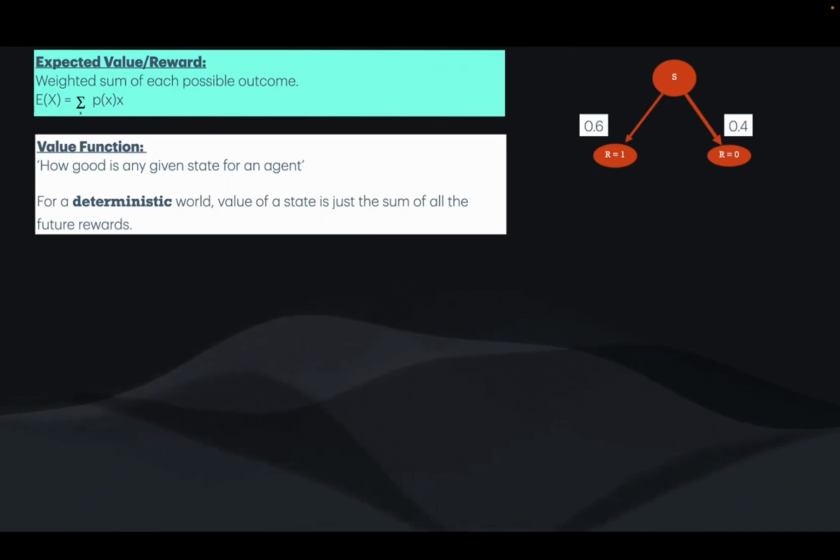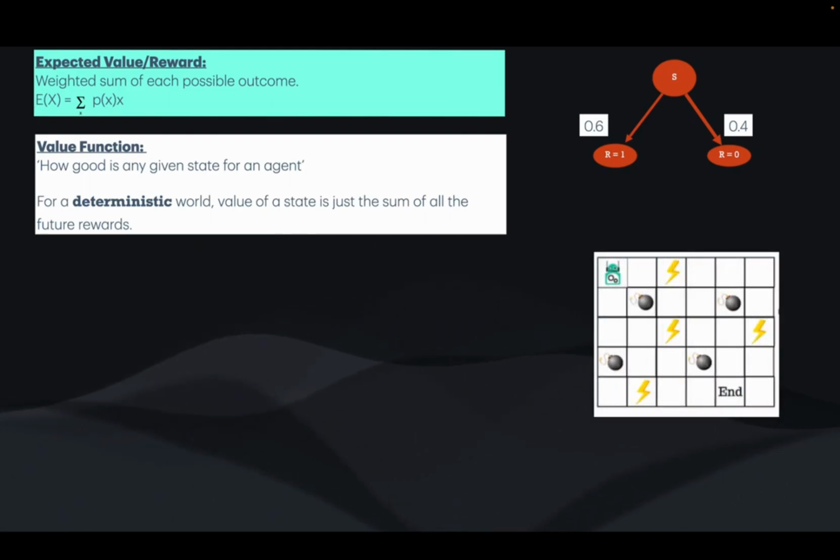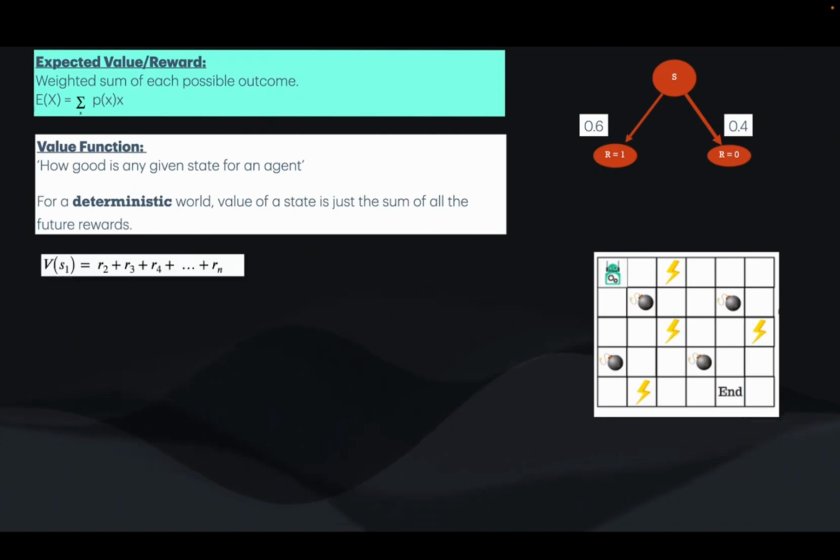So the value of a state is just the sum of all the future rewards, right? If I take this example, the agent is at the first step, then it will traverse through different paths of this maze, and it will finally end in a final state. So being at state 1, which is S1, the value function is the sum of all the future rewards: R2, R3, R4 plus, until it goes to the last reward, which is Rn. That tells you the value function for being at state S1.